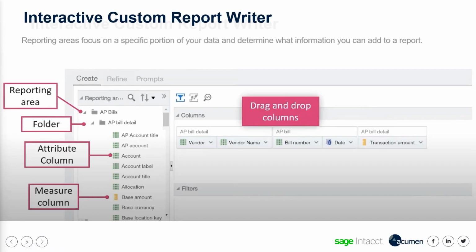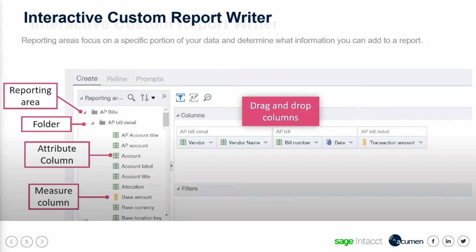And what I mean by that is if I pick or select AP bills, it's going to bring in all of the information that is in Intacct related to an AP bill and related to any of the codes or fields used on an AP bill. What do I mean by that? So of course, on an AP bill, I might have an AP account. I might have the title of that account. I might have the vendor, right? I might have the date, the payment, the base amount, the currency.